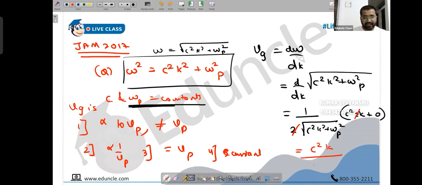But what is this under root guy? It's again omega. Okay. So this is c square inversely proportional to omega by k. Omega by k is phase velocity. So this is c square upon vp, inversely proportional. Answer should be option, what do we have? 2.